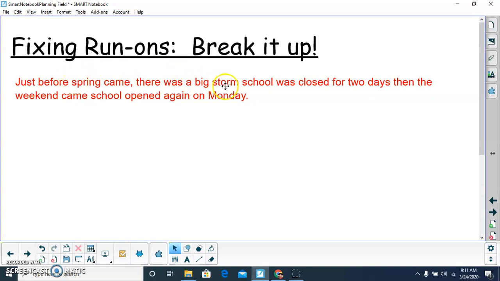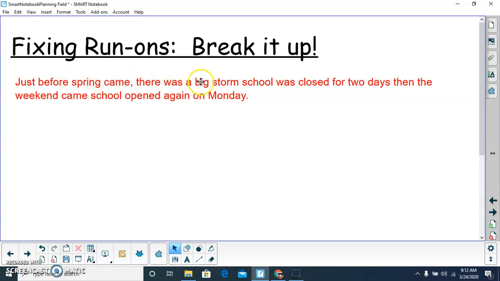So I'm going to make that the first one idea. So just before spring, a storm came. Another idea was school was closed for 2 days. Then the weekend came and school opened again on Monday. Now, I already have a conjunction here. There's no reason not to keep that. So maybe what I'm going to do is I'm going to break it up by adding punctuation and doing some capitalization. So here it goes.